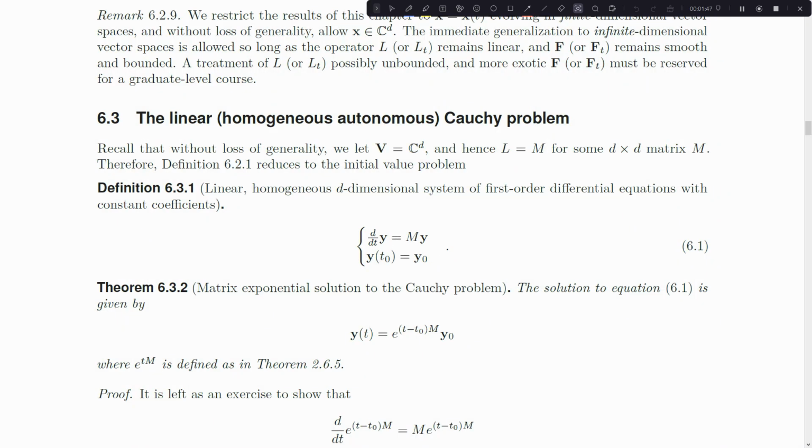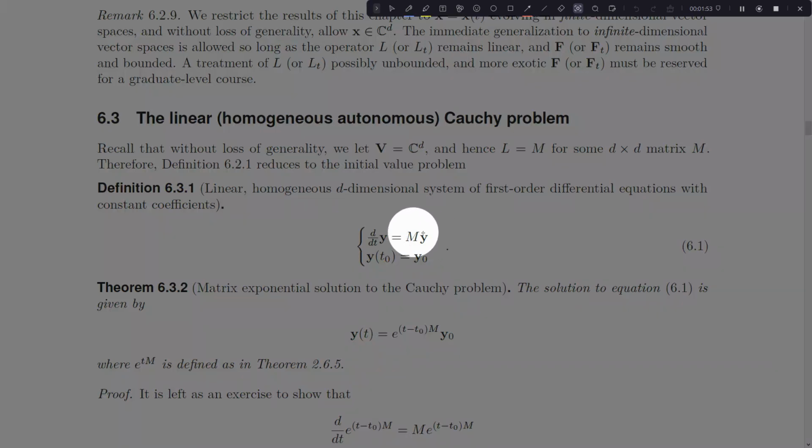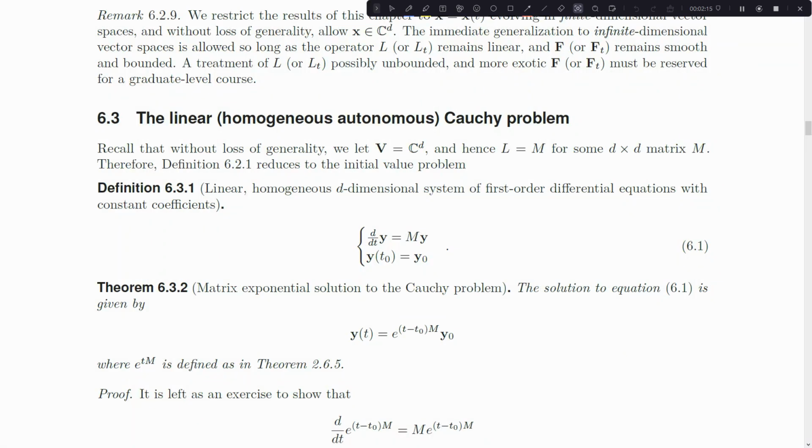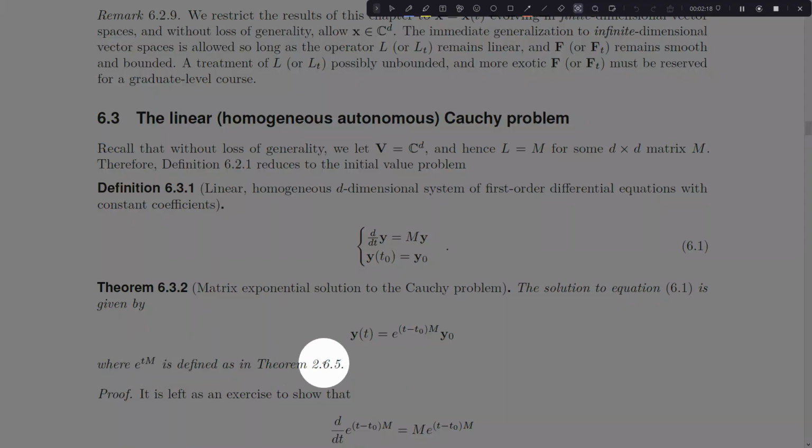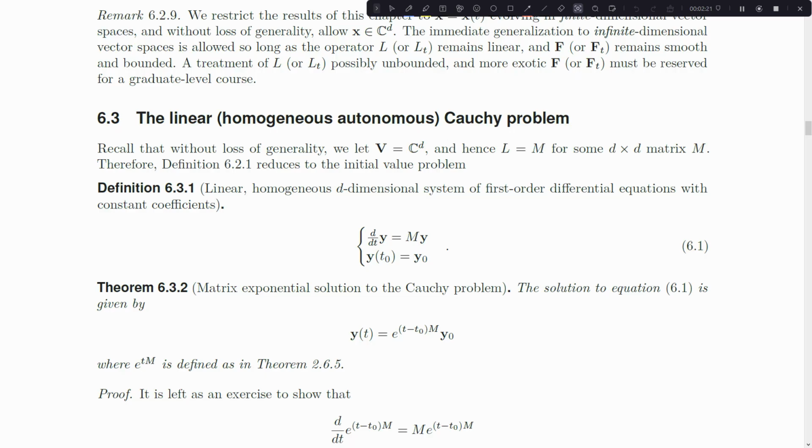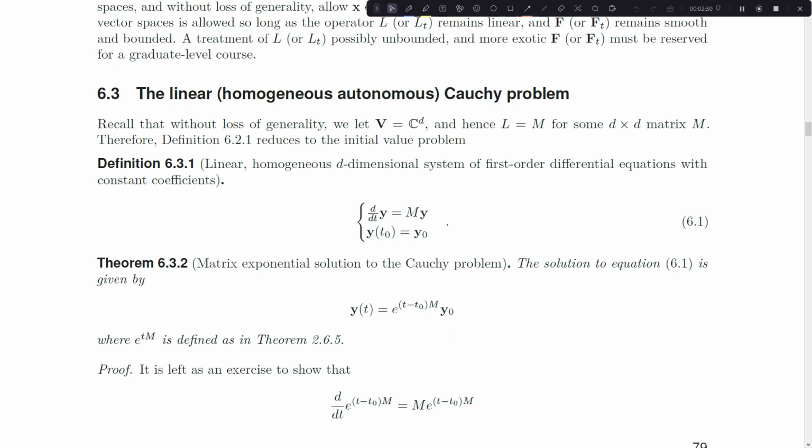So it turns out it's really easy to find the solution as long as we're in finite dimensional spaces. Here's my theorem. It says that the solution to this initial value problem is given by the matrix exponential. I've shifted time to my initial value, right? If the initial time is t0, I have to shift time to t0, and then I take the matrix exponential and act that on my initial vector. And in particular, e to the tM has to be defined as in our theorem, where we know how to define matrix functions. So this is actually really easy to do theoretically, right? We have a very clear solution of this particular equation.